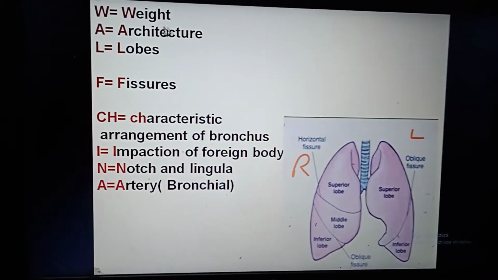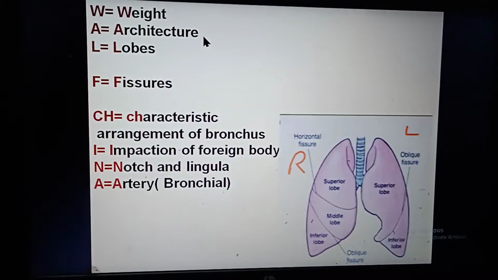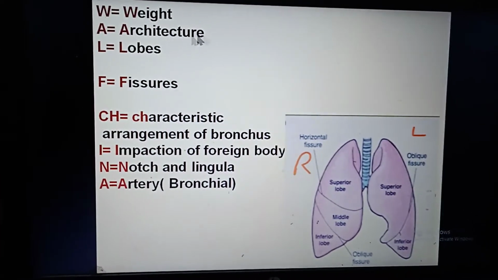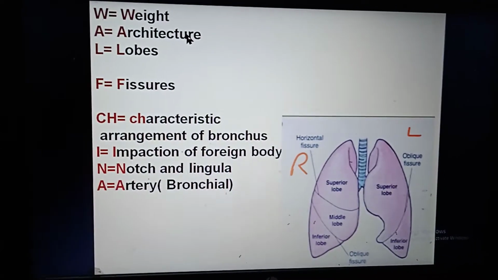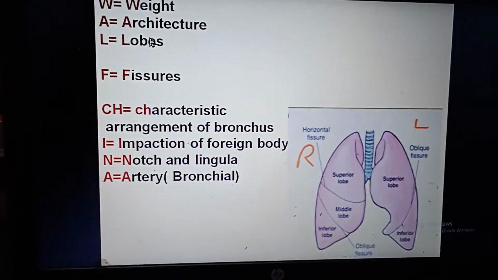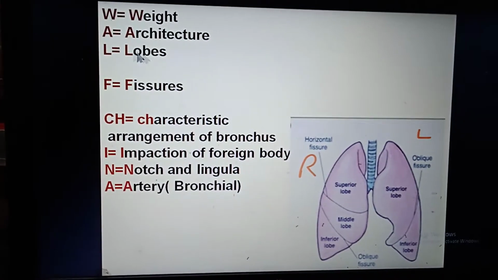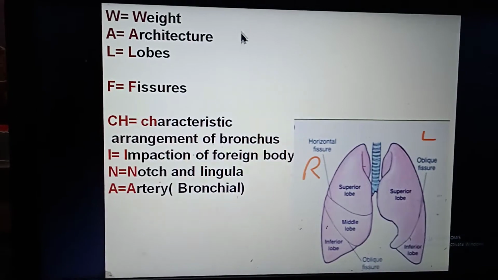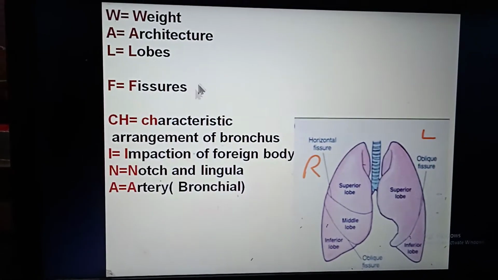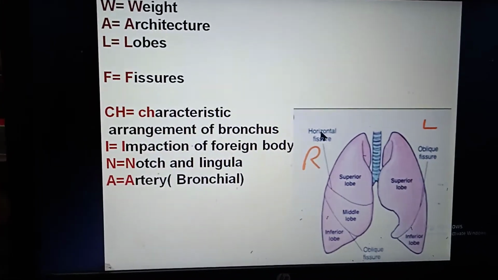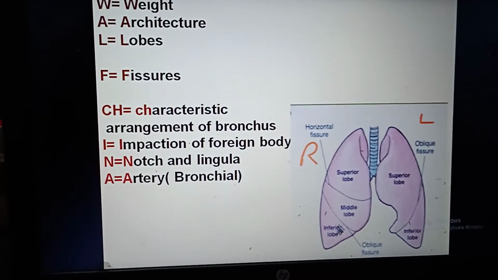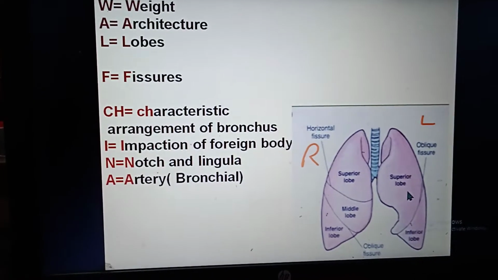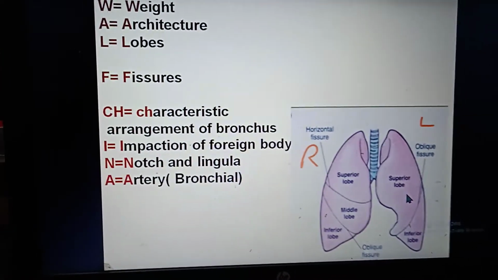Architecture: right lung, husband, that is broad and thick. Where is the left lung? It is tall and thin. Slim trim wife. And lobes, it is more in case of right lung, like the more responsibility over the shoulder of husband. So there are 3 lobes, superior, middle and inferior in case of right lung, and only 2, that is superior and inferior, in the left lung.